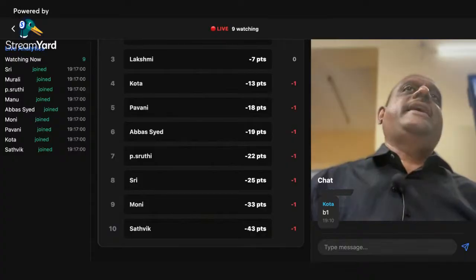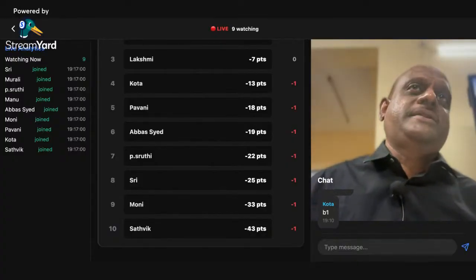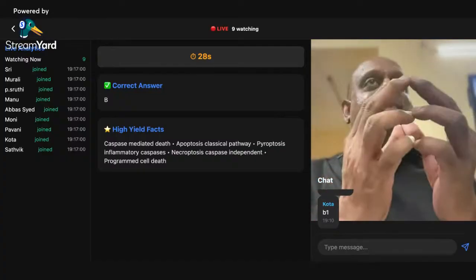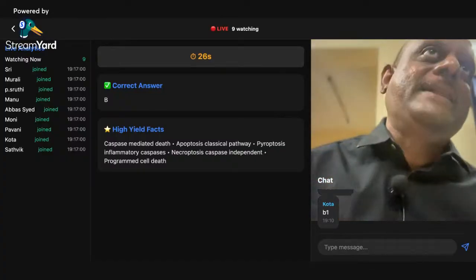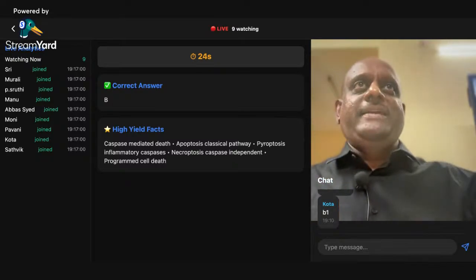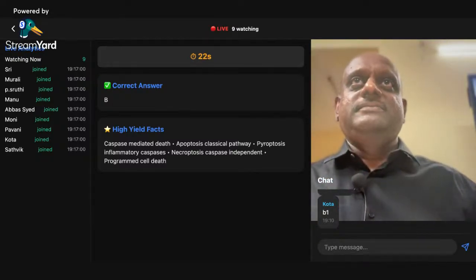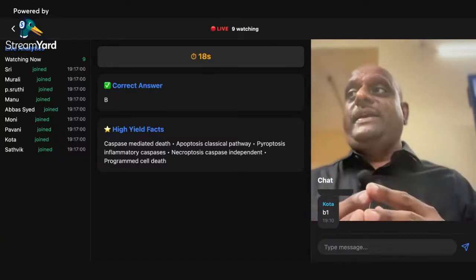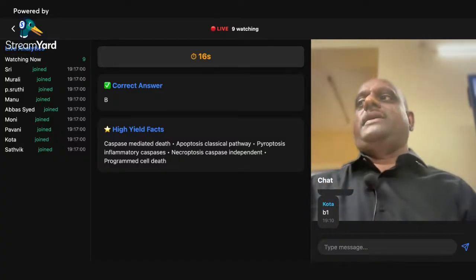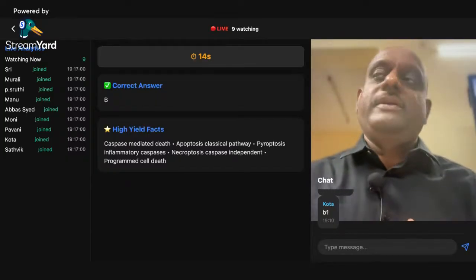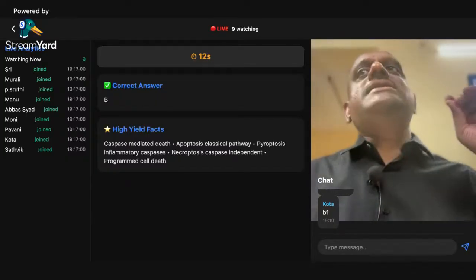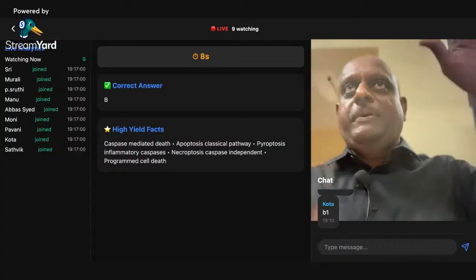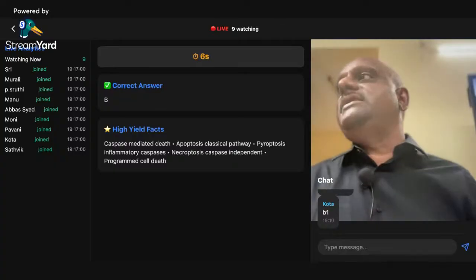Definitely not in necrosis. Necrosis and apoptosis are like BJP and BRS. They don't belong to the same party. Caspase-mediated death is a feature of the apoptosis classical pathway. Apoptosis has two pathways: classical pathway, alternate pathway. Pyroptosis is inflammatory caspase-mediated, is what you need to remember. Whereas necrosis is a caspase independent situation. So all differences between necrosis and apoptosis are a favorite question of the examiner.